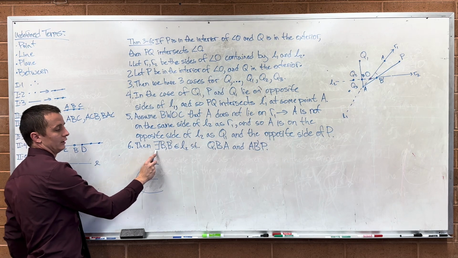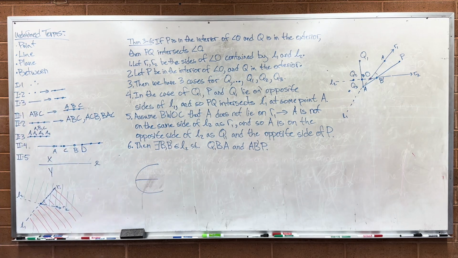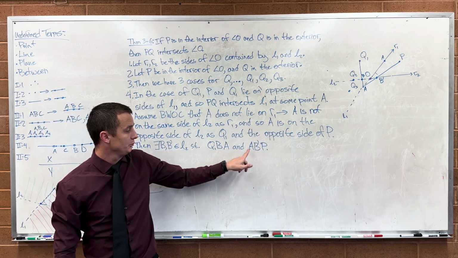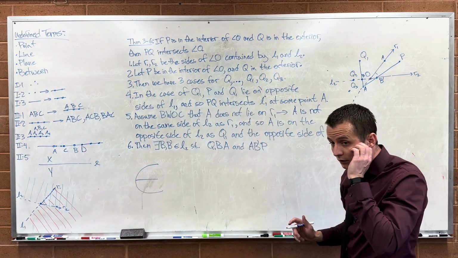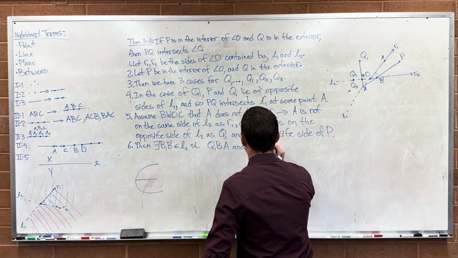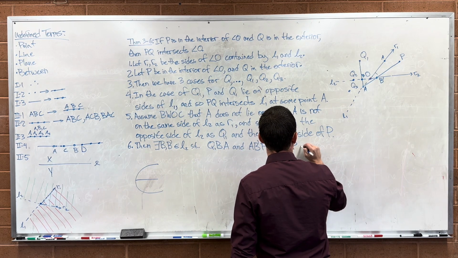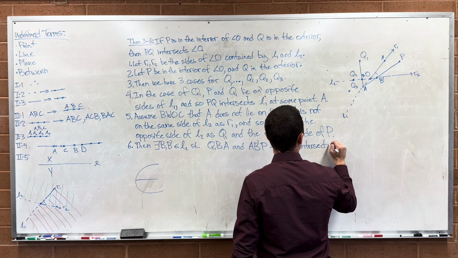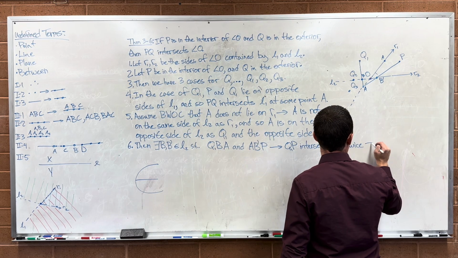So, then there exist B and B prime in L2, that's just how you read that, such that B is between Q1 and A, and B prime is between A and P. Which gives me that Q1P intersects L2 twice. Contradiction.